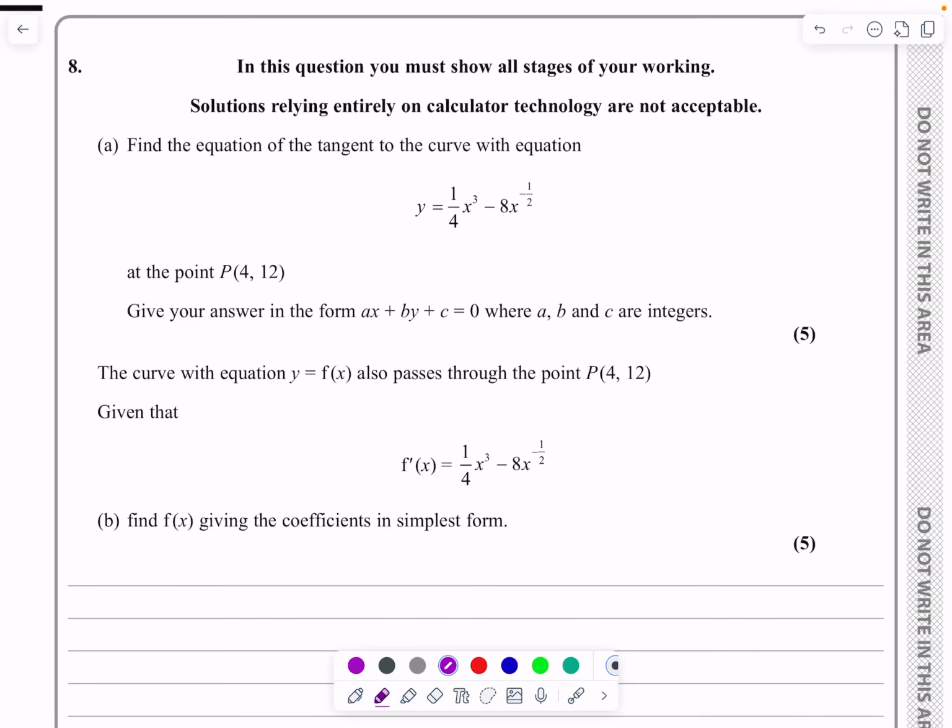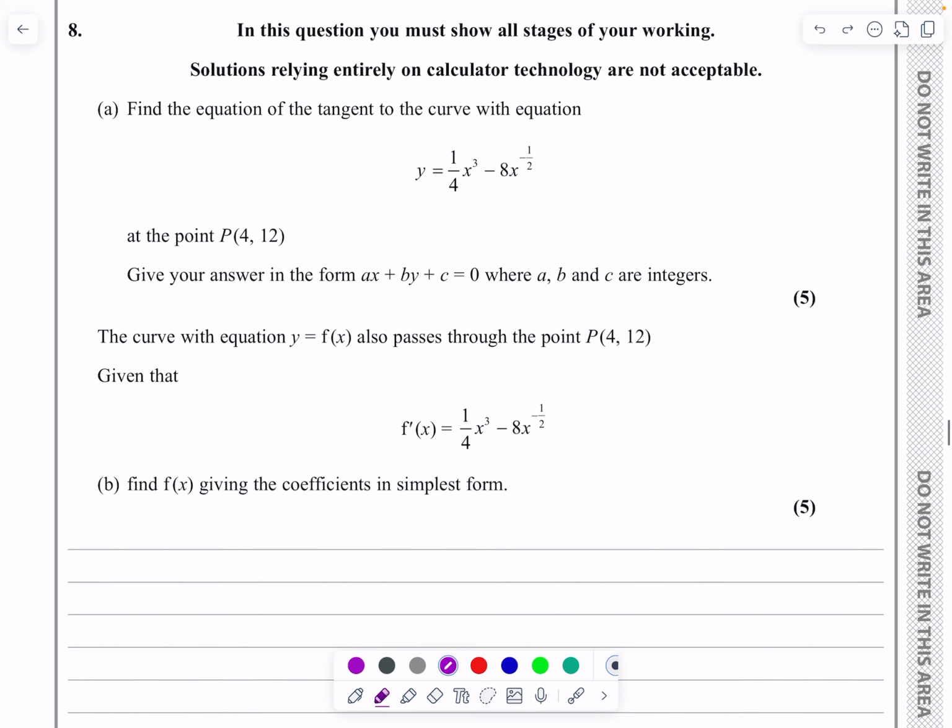Okay, this is the P1 paper from June 2023. It's question number 8, and as we can see, this is a differentiation question. We're going to be trying to find the equation of a tangent, and then the second part is an integration question. So let's have a look at the first part, part A.